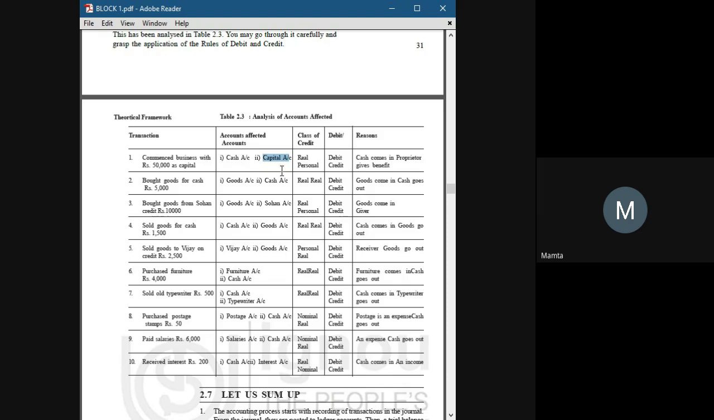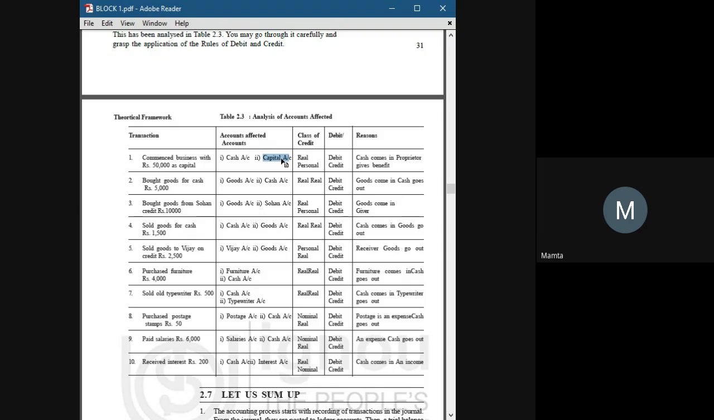So that's why when a person invests in a business, the business gets cash, and in the capital account it is credited. So the entry will be cash account debit to capital account, because either now or in future, the business has to repay this amount to the owner. So it is taken as a liability.